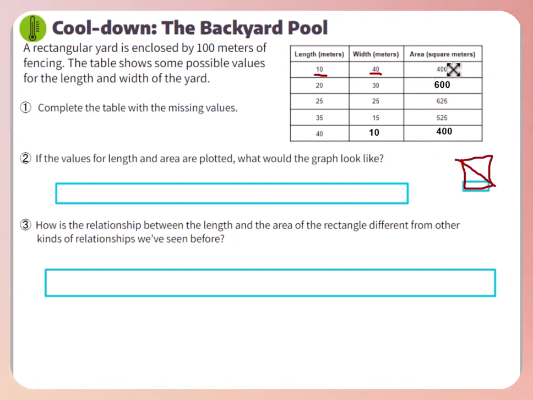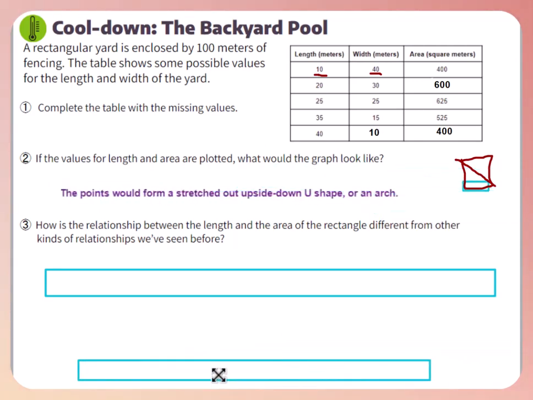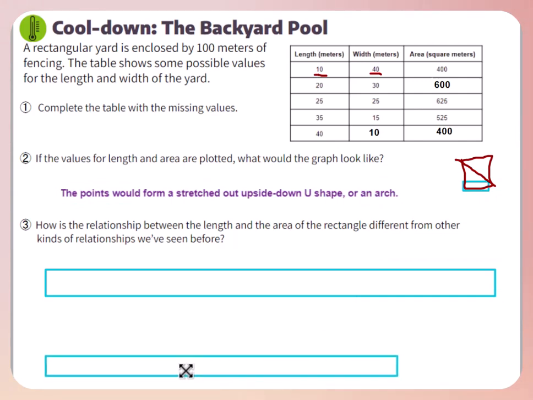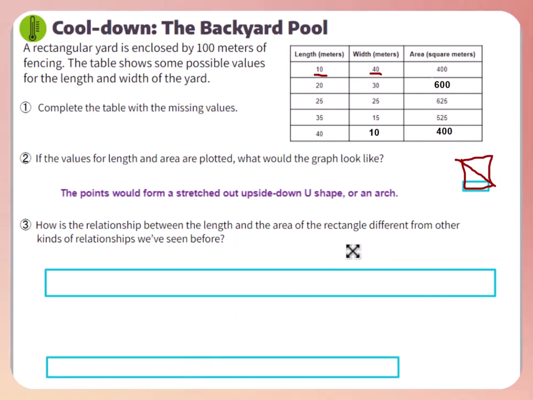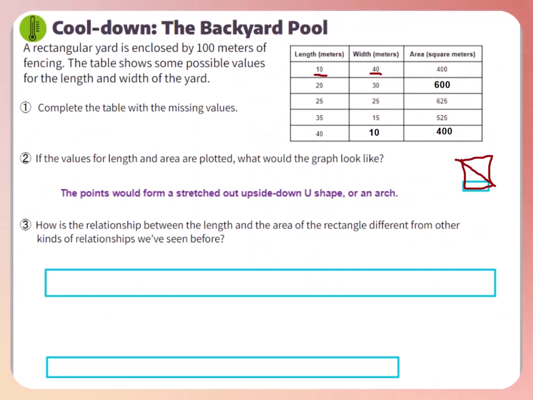So notice how it starts out going up till we get to the peak, and then it starts going back down again. If the values for the length and area are plotted, what would the graph look like? So think about what we saw in that previous graph. The points would form a stretched out upside down U shape or an arch. Let me go back. It's going to look like this. This is what a quadratic equation looks like. A quadratic equation is an equation that has an exponent. The highest exponent is a power 2.